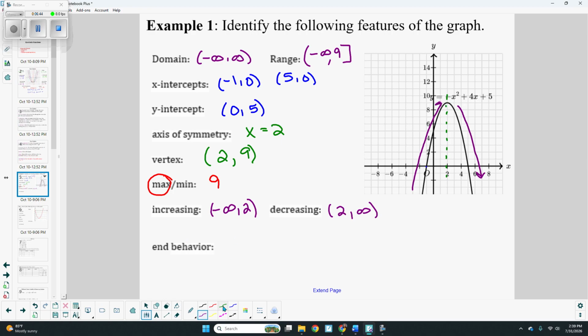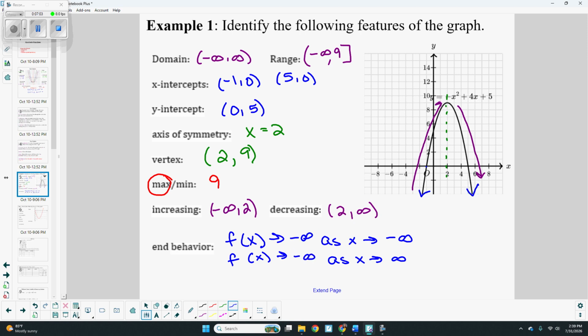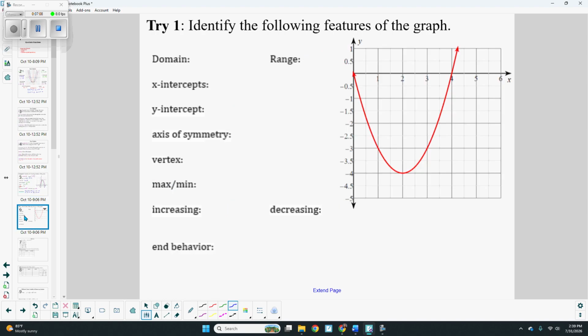And my end behavior, write out my setup first. So both sides of this graph are going down, so both are going to negative infinity. So there's one here for you to try. You can pause. The answers are posted on Google Classroom in the blank notes at the very end.